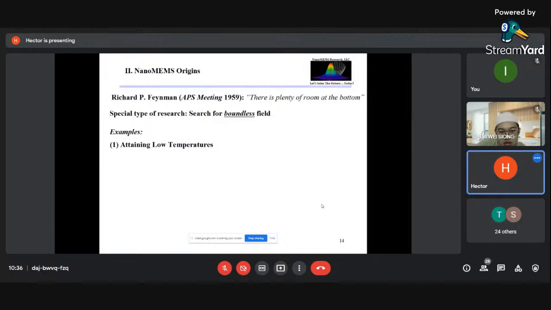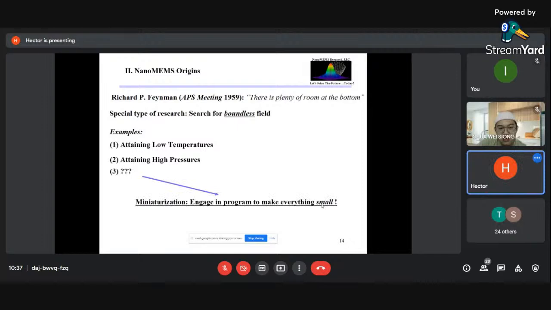He noticed that fields like endeavoring to attain low temperatures or attaining high pressures had virtually no end in sight, in the sense that you could never claim that you had reached the lowest temperature or the highest pressure. The field that he came up with was that of miniaturization, whose goal was to engage in a program to make everything small.